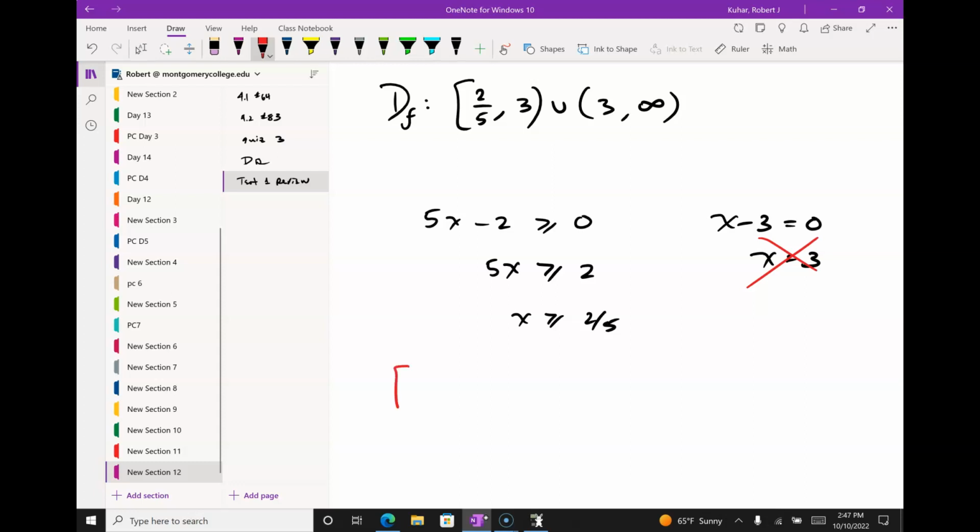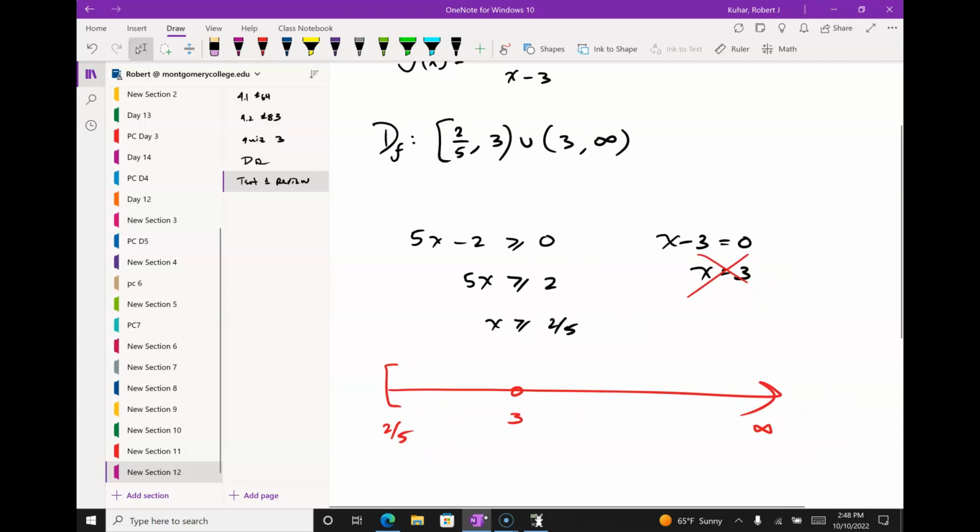So I've got my number line from 2/5 to infinity, but I have to cut out the number 3, right? Is that making sense? And so this piece is here, union this piece, right? Is that okay with everybody?